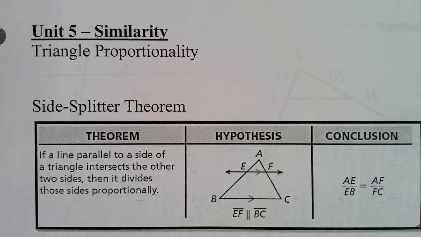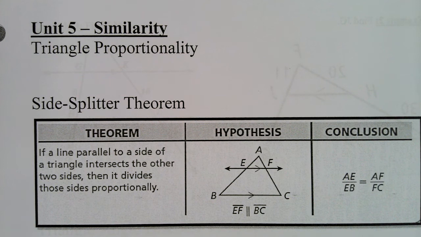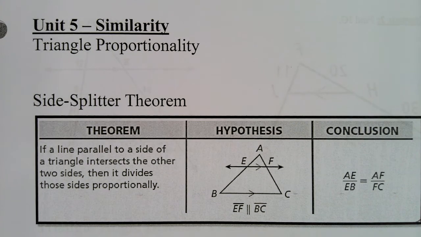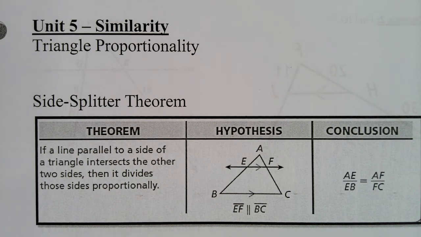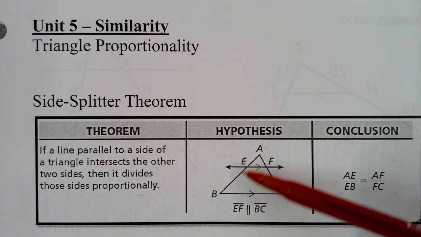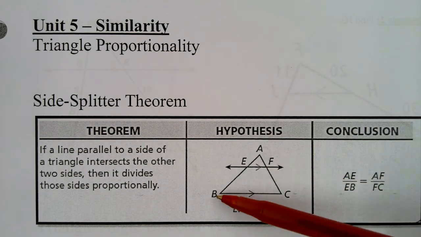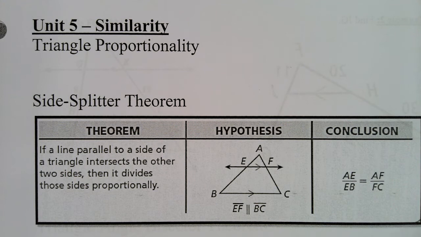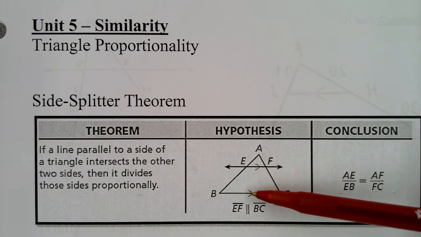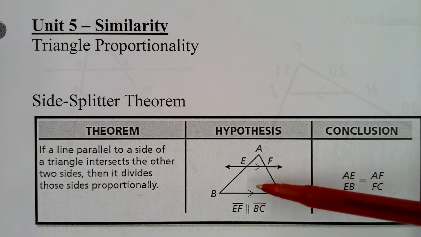So the first theorem we need to know for today is called the side splitter theorem, okay? It says, if a line parallel to a side of a triangle intersects the other two sides, then it divides those sides proportionally. So if you look at this diagram right here, you have a triangle, and you have line EF parallel to BC. It means it never intersects BC. You can see that they're labeled with this symbol. That means that they're parallel.